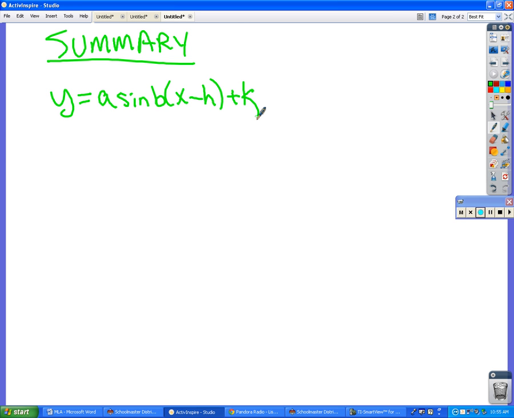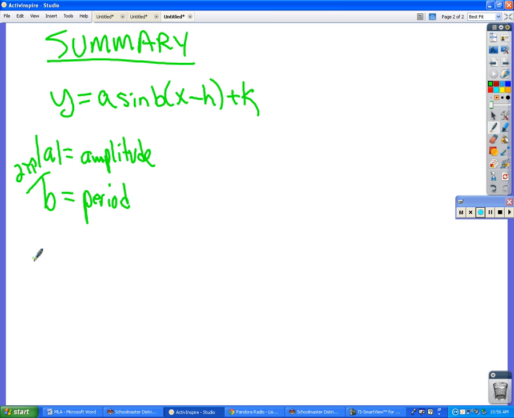Okay, so this is the whole entire thing put together. And this holds true for either a sine function or a cosine function. I'm just going to use sine function because whatever. A is the amplitude. It's really the absolute value of A because it can be negative, right? B tells us, I should say 2 pi over b tells us the period of the function.